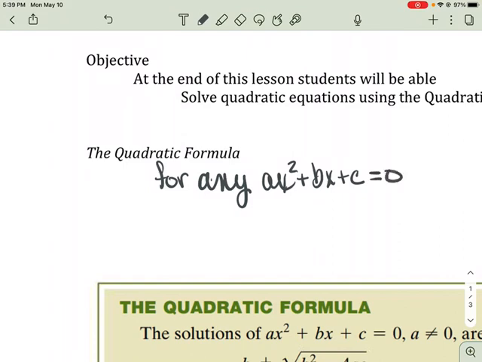And what we always want to remember is to identify who is A, B, and C. So identify your A, your B, and your C. It's going to make your life easier. And we always want to remember it's all over 2a. People have a tendency to just stop and put only the square root part over 2a, or they start dividing things that shouldn't be divided. So just keep that in mind.